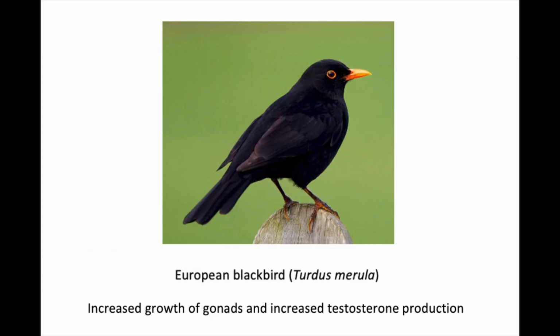There are many studies which highlight how light pollution can alter circadian rhythms and associated behaviour in animals. I'm going to take you through a few of these now. The first one is looking at reproduction. For example, in European blackbirds, light pollution progressed the growth of their gonads, increased testosterone production, and sped up the maturation of their reproductive system by 1 month compared to birds not exposed to artificial light.